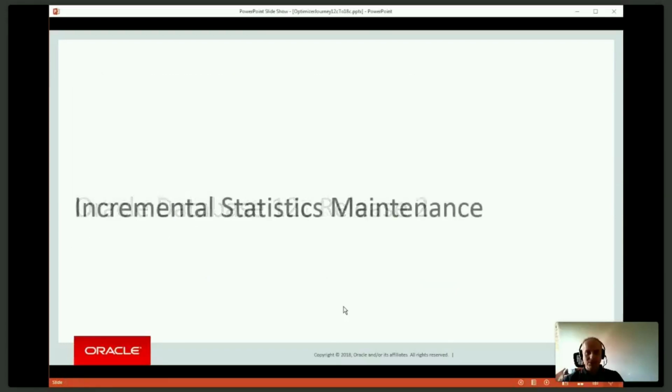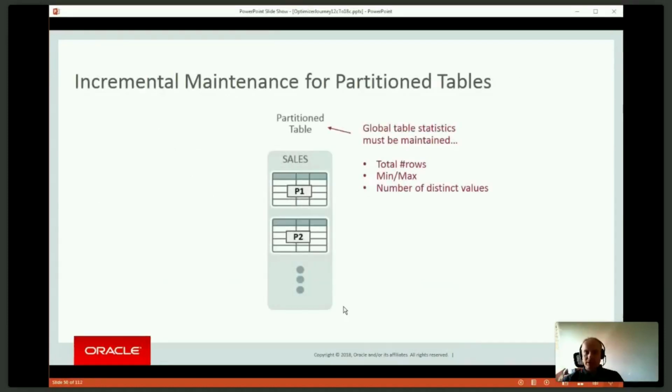Oracle Database 12c. Other new features are incremental stats maintenance. Now, this is an important thing that changed. You may be aware of incremental maintenance of partition tables. So the idea is you have a partition table with partitions, say, P1, P2, and you have data in each of these. We need to maintain some global level statistics.